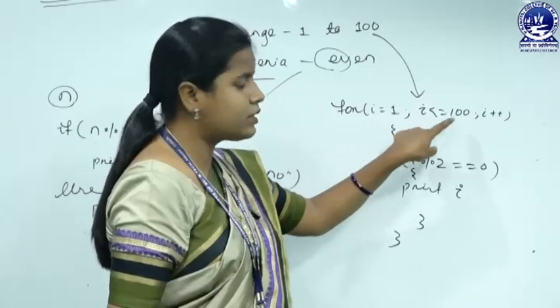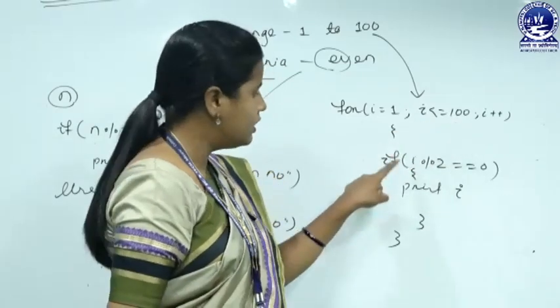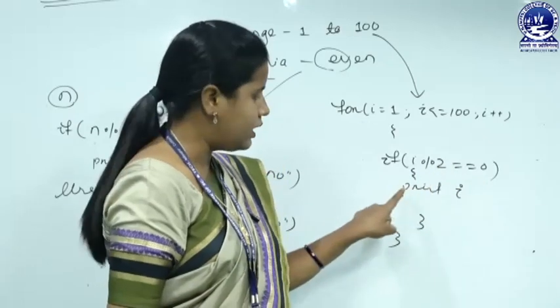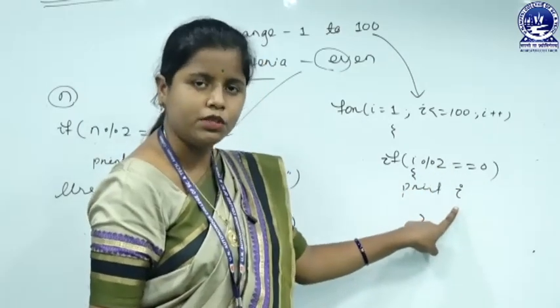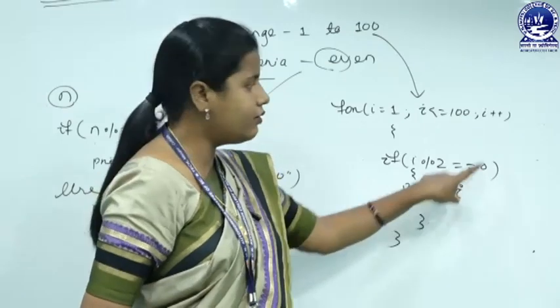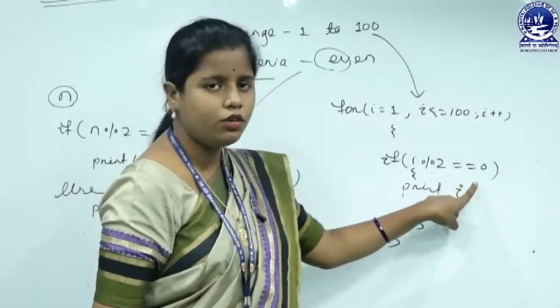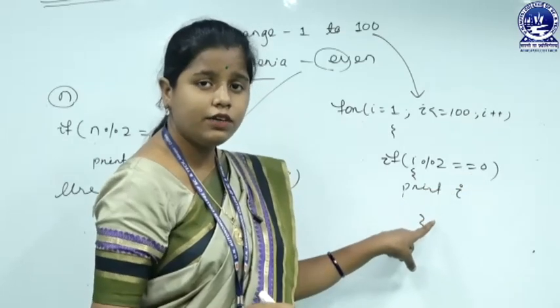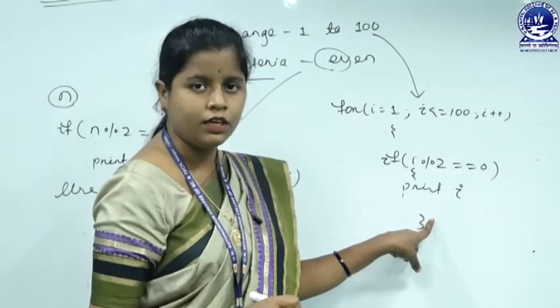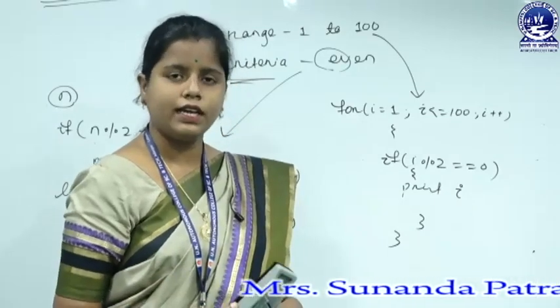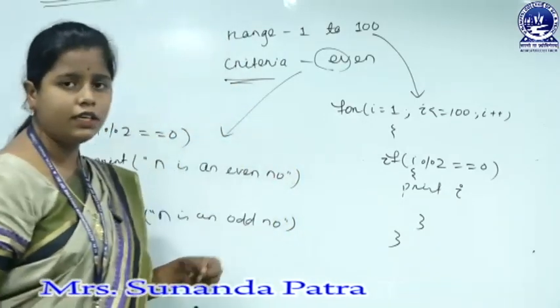Now, is 2 less than or equal to 100? True. Then I come here: is 2 modulo 2 equal to 0? True. Now, it will print i, that means 2. Then when i is modified to 3, is 3 modulo 2 equal to 0? No, it is false. Then 3 will not be printed on my output screen. But in the case of 4, 6, 8, 10, those even numbers will get printed. So, this is called reuse.